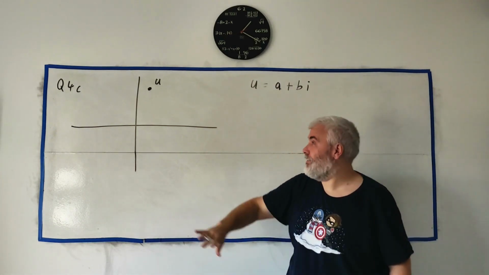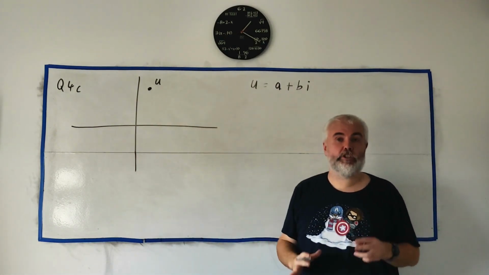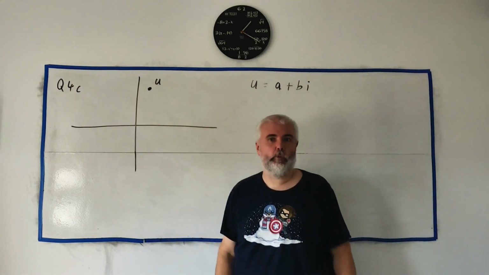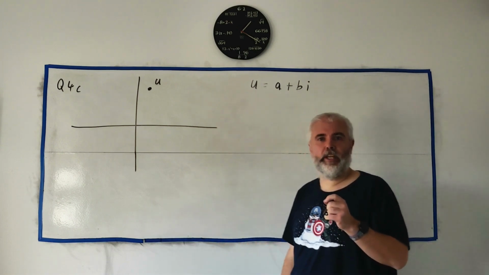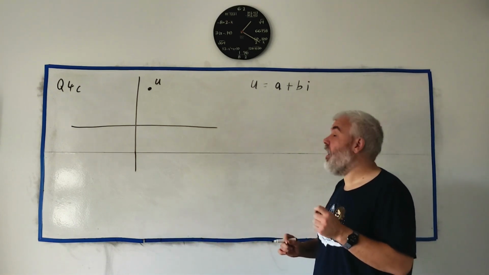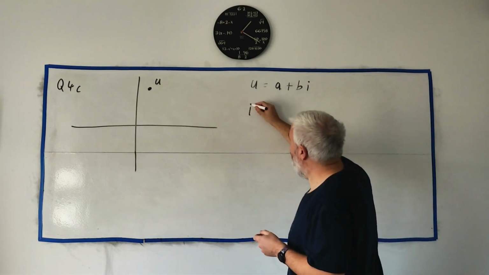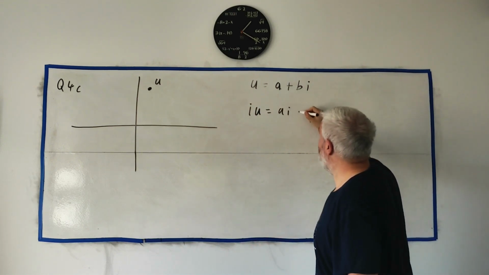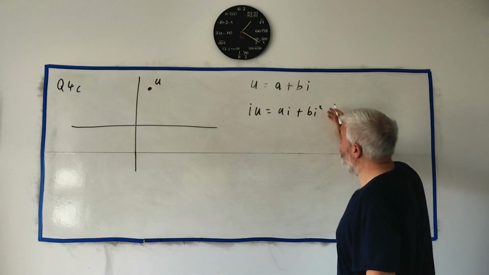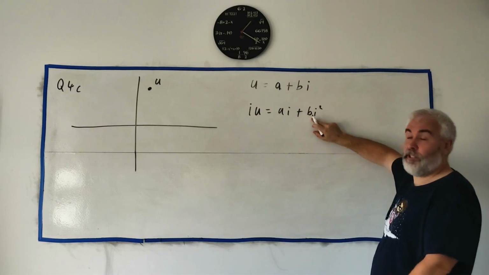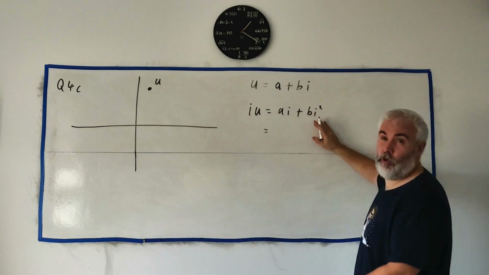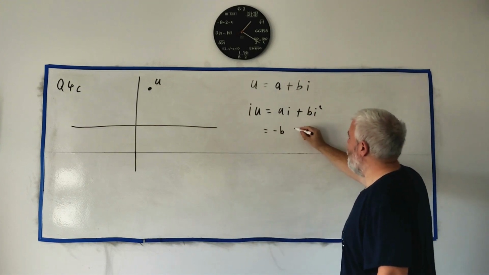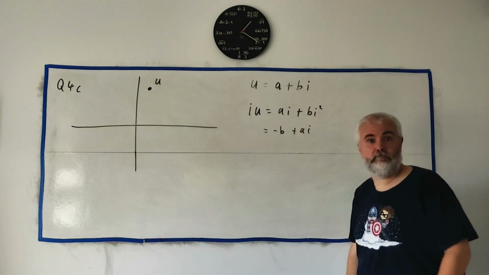So we don't know what it is. It's roughly in this spot, and we're just going to be asked to do a bit of maths with it and a bit of drawing with it. First thing we're asked to do is to write out IU. So there's U. IU is just I multiplied by that. So that's just AI plus BI squared, which is just minus B. Write it in the more normal terms, the real part first: minus B now, plus AI.